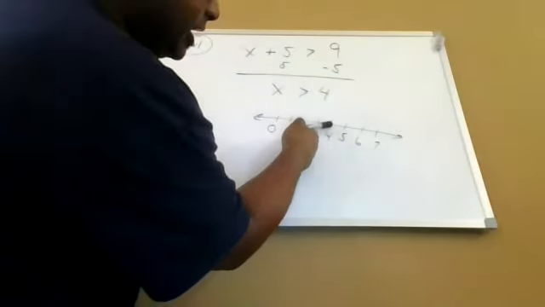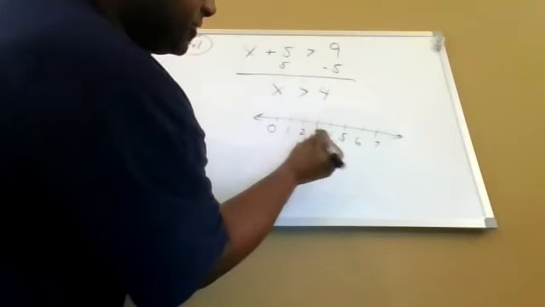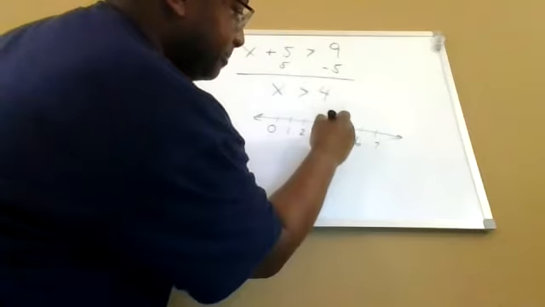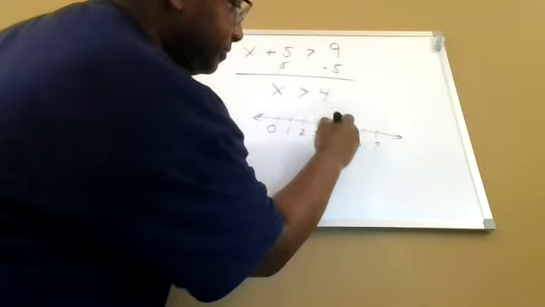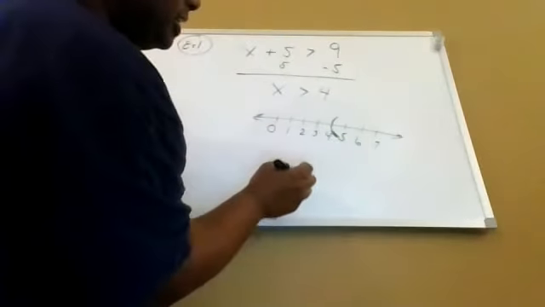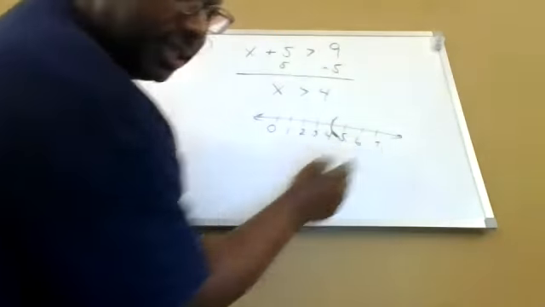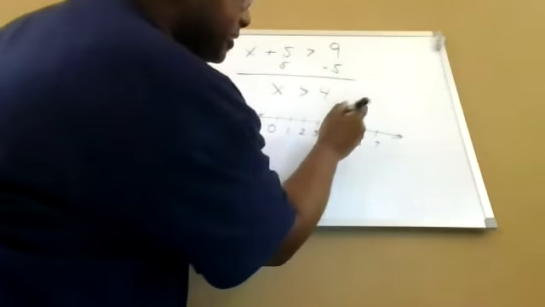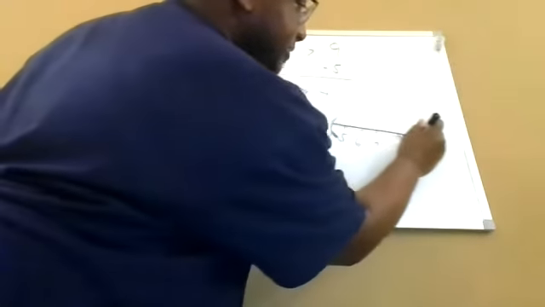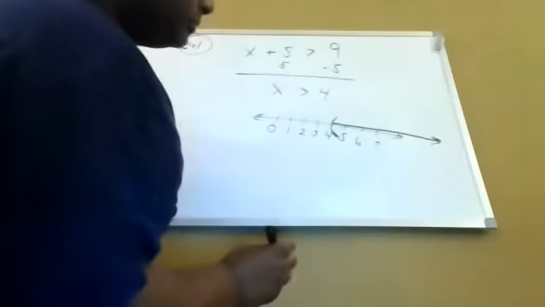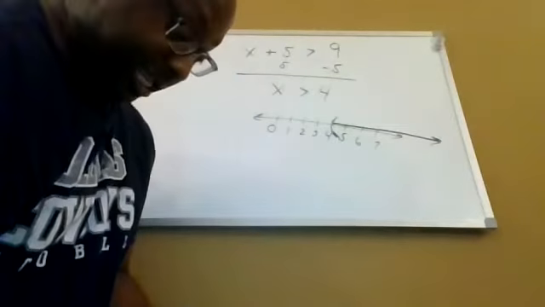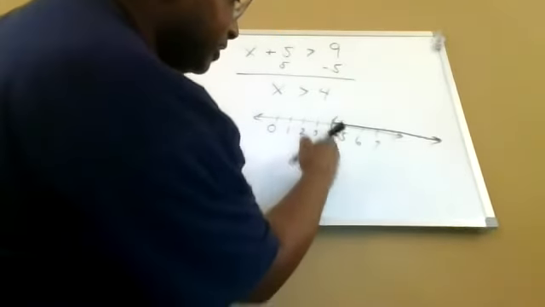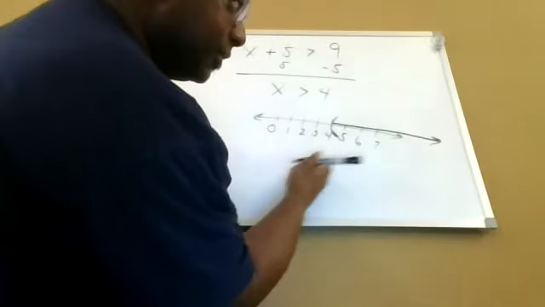Where's 4 on my number line? Here it is. Since it's just greater than, then at the point x equals 4, I'm going to put my parenthesis. And now I want to draw my arrow to the right to represent all the values of x that are greater than 4. So I draw my arrow to the right. And there you go. Now, in interval notation, I can write this as 4, comma, infinity.